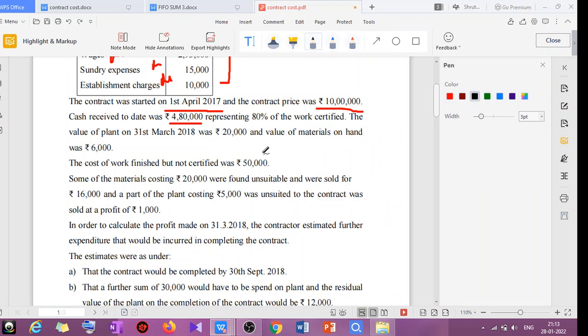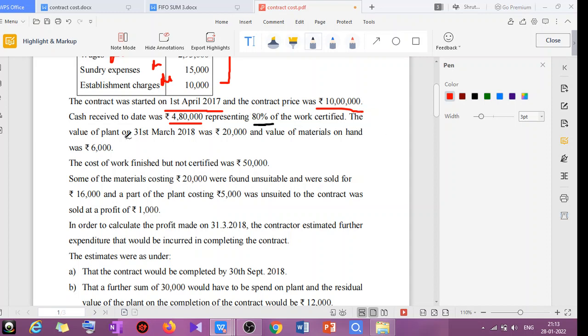Got it? So if 80% is 4,80,000, 100% will be how much? That will be 6 lakh. Work certified, we have to write it under credit side of the contract account.